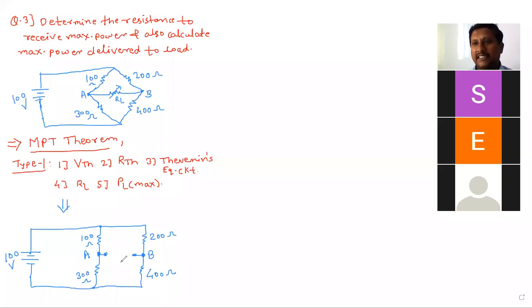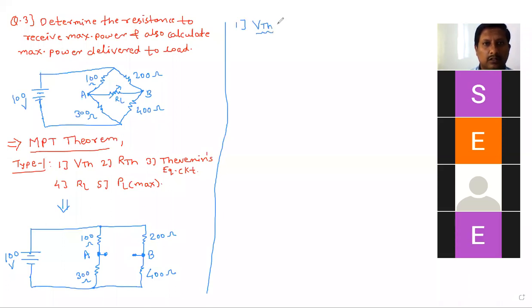From the two terminals, we have to calculate VTH and RTH. Are you getting my point? So we can start to calculate the VTH. Did everyone understand till here? What did I do? Yes or no? Yes, sir. Everyone understood this? What I did now? I have removed the load resistor and converted this bridge network, the Wheatstone bridge, into a simple network. So VTH is nothing but the open circuit voltage between A and B.